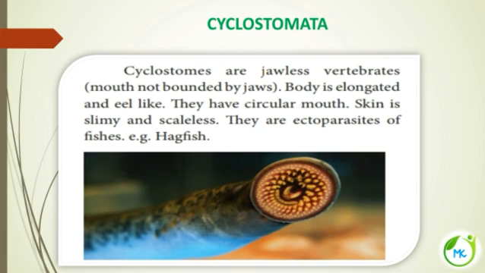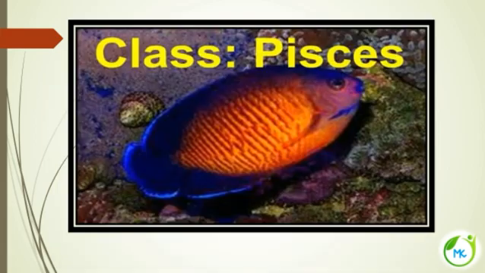And they are ectoparasites of fishes. What is meant by ectoparasites? That is, these are found attached to the outer body surface of the fishes. Example, hagfish. The next class is class Pisces.